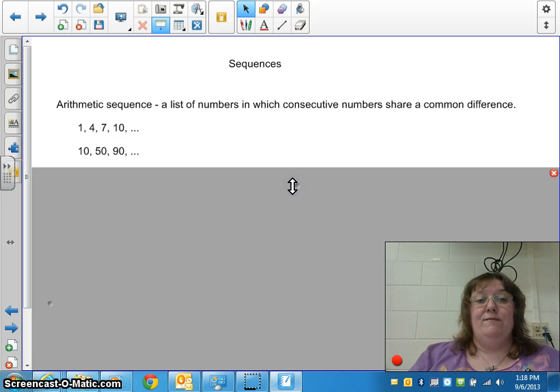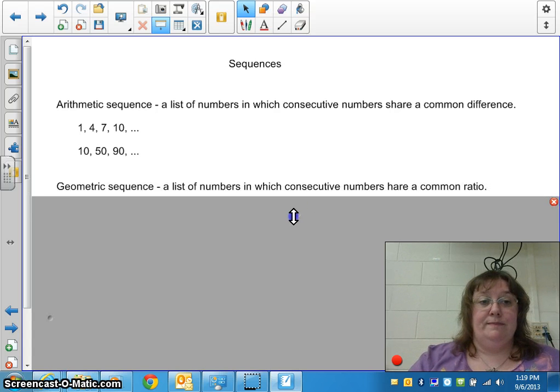Now, what about 10, 50, and 90? This is a little bit shorter. However, there is an arithmetic difference. And your answer should be 40. Okay? Again, those are the kinds of things I want to see in your notes when you come into class.